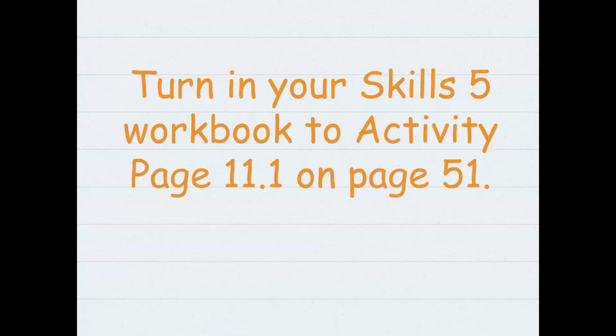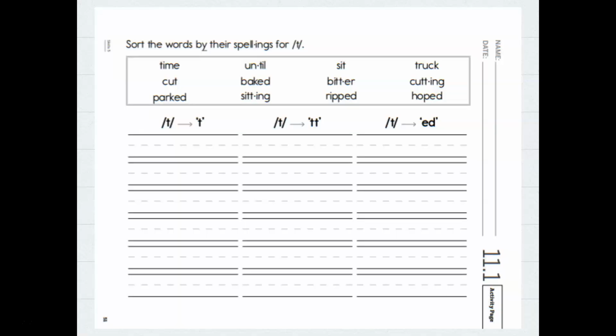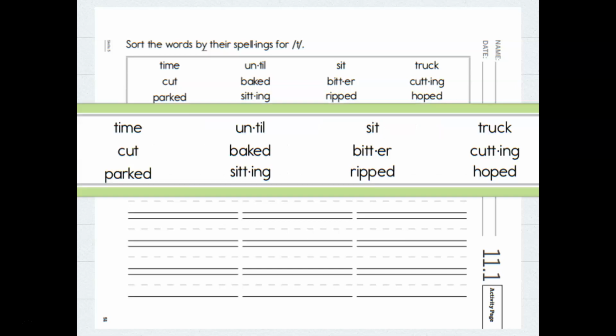Now, turn in your Skills 5 workbook to activity page 11.1 on page 51. Write your name and date at the top of the paper. The words in this box contain the t sound spelled T, TT, or ED. Let's read the words together and underline the spellings for the t sound.